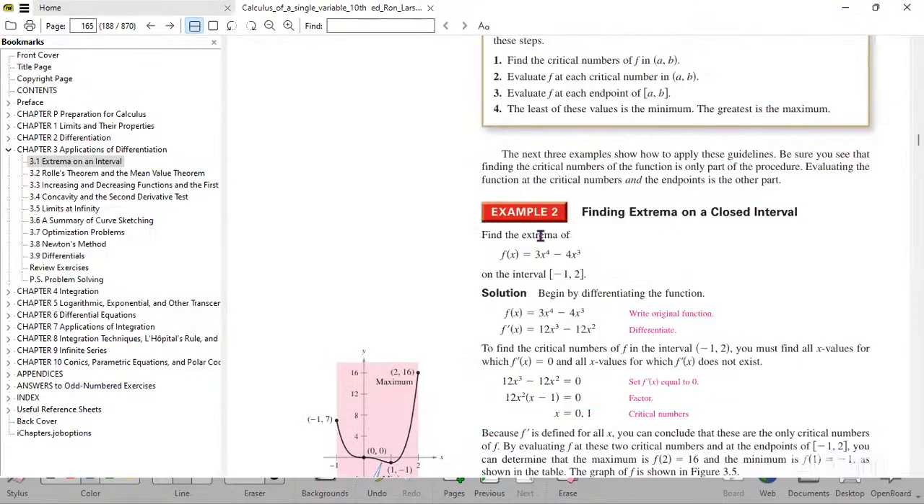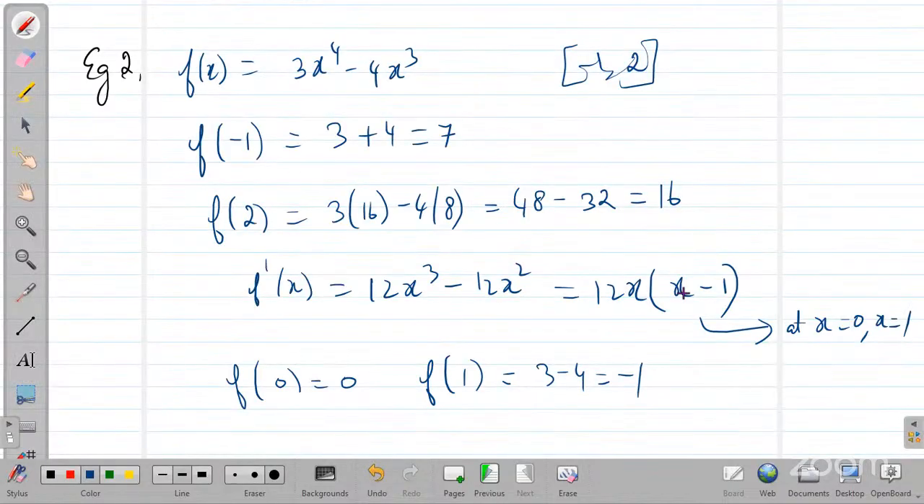So we have to find out the extrema, so maximum and minimum values. You see that at x is equal to 0 and 1. So x is equal to 0, probably we may not know whether it is local maximum or local minimum. Definitely it's not global minimum because you got -1 here. So this cannot be a global minimum and this cannot be global maximum either. Because at endpoints we see f of -1 is 7 and f of 2 is 16. So 16 is the global maximum.